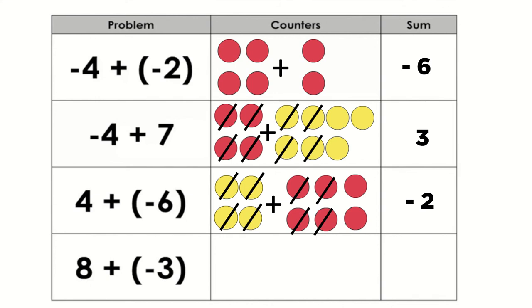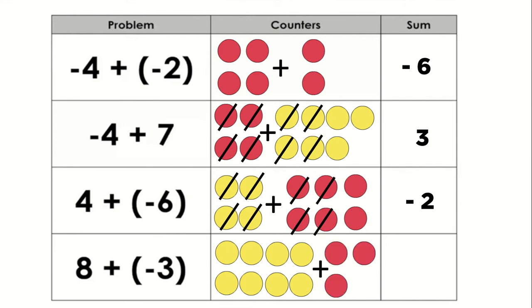So it's negative 2. Last example, we have 8 plus negative 3. 8 is positive, so 8 yellow counters added with negative 3, 3 red counters. If there are 3 red counters, there are also 3 yellow counters that pair with them. So that means there are 3 zero pairs that will be cancelled out. What we have left would just be 5 yellow counters. So the final answer would be positive 5.